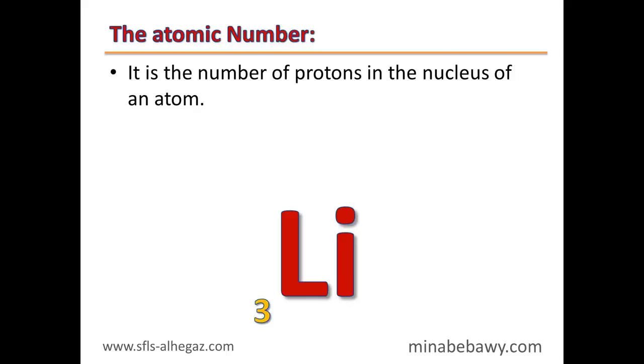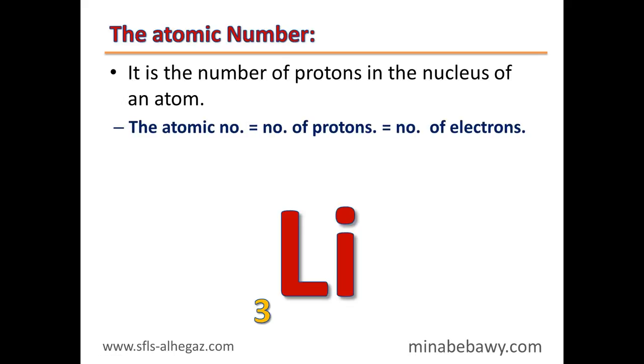Atomic number. We will write a small number at the lower left corner of the symbol, and this number will be called the atomic number. What's meant by atomic number? Atomic number is the number of protons in the nucleus of the atom.